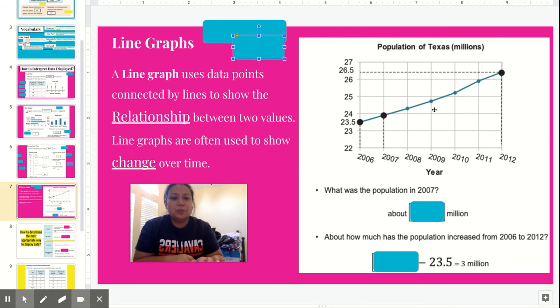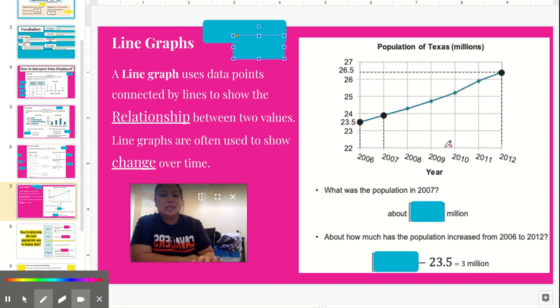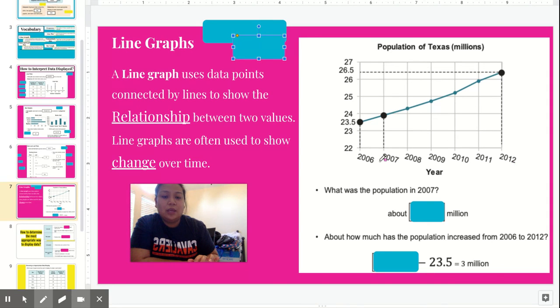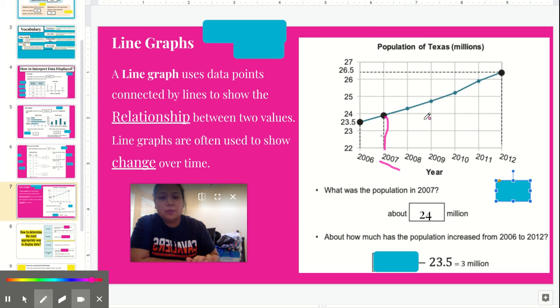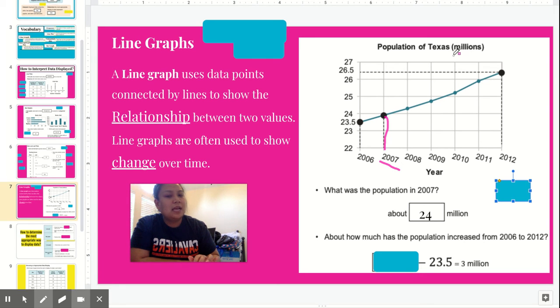Now we want to interpret this graph. It says, what was the population in 2007? The way that you're going to read this is down here on the x-axis, you're going to locate 2007. You're going to follow it up, and we land at 24. So there were about 24 million in Texas. Something really important, because when I took one of the assignments, I didn't take into consideration right here, it talks about millions. If the answer said about 24, you would technically be wrong. It would be about 24 million because it's counting by the millions.